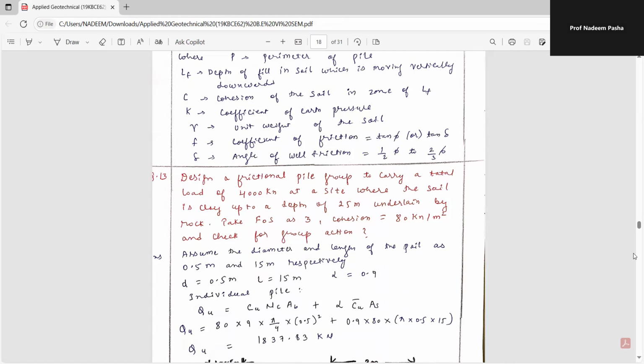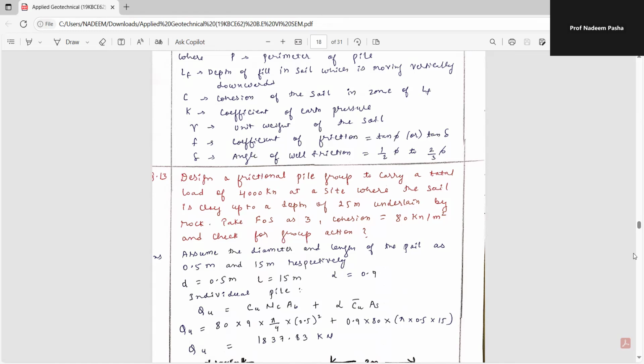Design a friction pile group to carry a load of 4,000 kN at a site where the soil is clay up to a depth of 20 meter, underlain by rock. Take factor of safety as 3. Cohesion is 80 kN per meter square and check for group action. Assuming the diameter and length of the pile as 0.5 meter and 15 meter respectively, D equal to 0.5 meter, L is equal to 15 meter, alpha equal to 0.9.